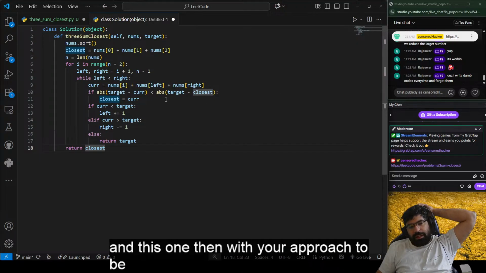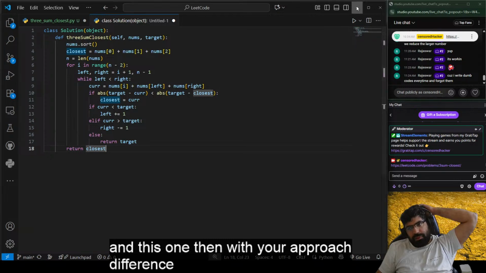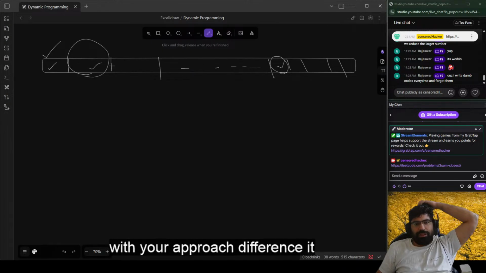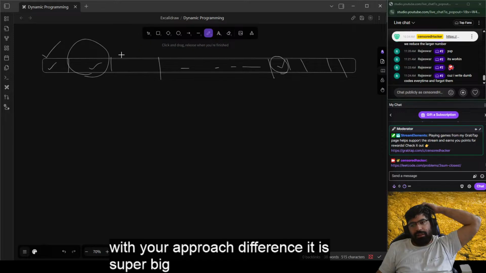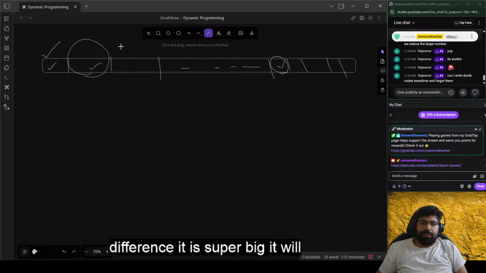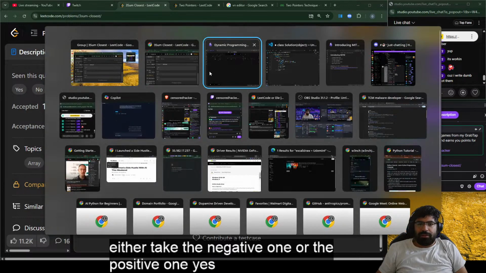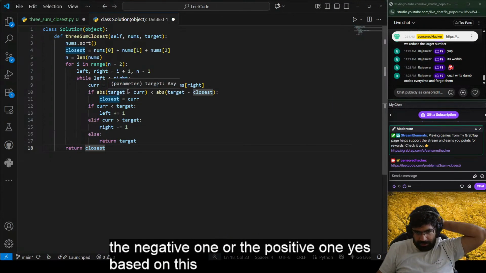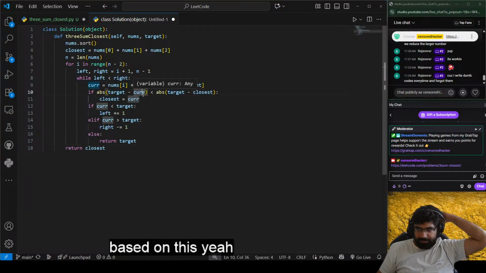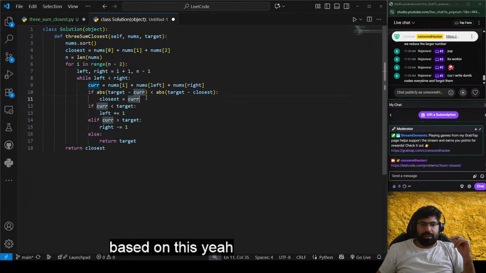whatever our current difference is, if it is super big, it will reduce. It will either take the negative one or the positive one. Yes, based on this. Yeah, that's good, bro. I think that's amazing.